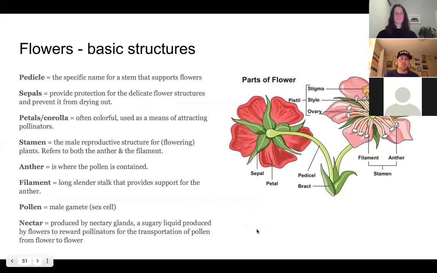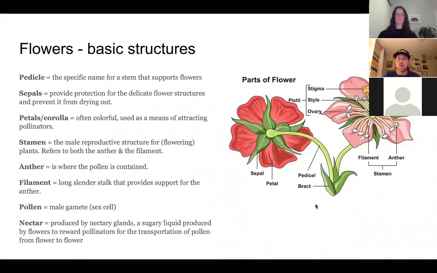I ran out of time last time, and I skipped over the basic structures part of the flowers. So we're going to quickly go through what those structures are, because when you see a flower, it's not just a flower. There are really important structures within it. And as we move along, as we get to seed saving and maybe a little bit of plant breeding, knowing these finer details is going to be very important.